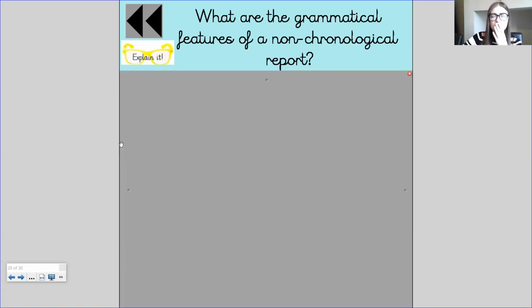Okay, so what about the grammatical features? Think about Rainbow Grammar. Think about what kinds of sentences we're going to use. What grammatical and writing features then do we use in a non-chron report?